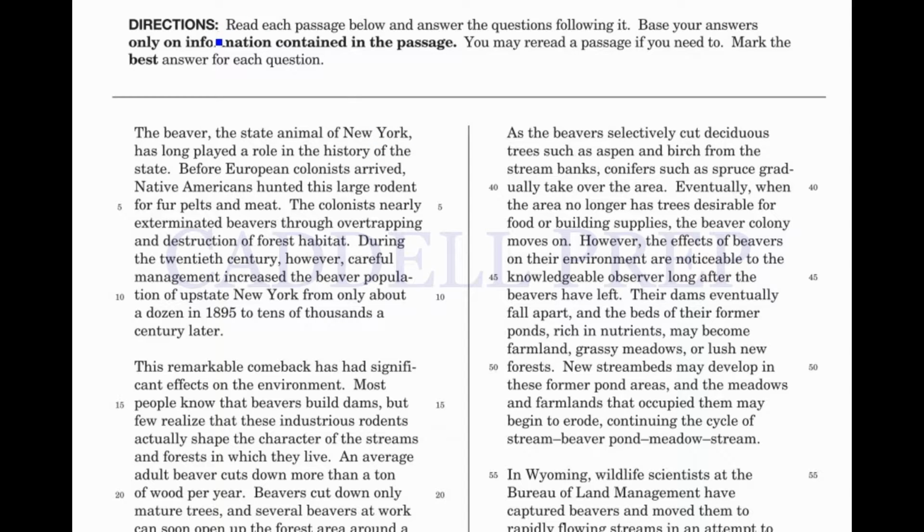So let's read the directions first. Read each passage below and answer the questions following it. Base your answers only on information contained in the passage. You may reread a passage if you need to. Mark the best answer for each question. So this is important, only on the information contained in the passage. So you may know about a topic and have some background information, but do not let that sway your answer choice. You have to base your answer only on what's in the passage.